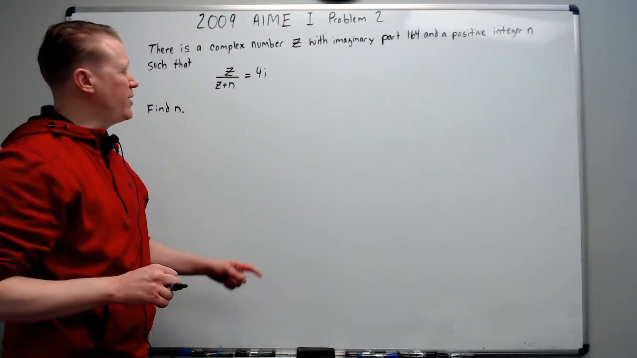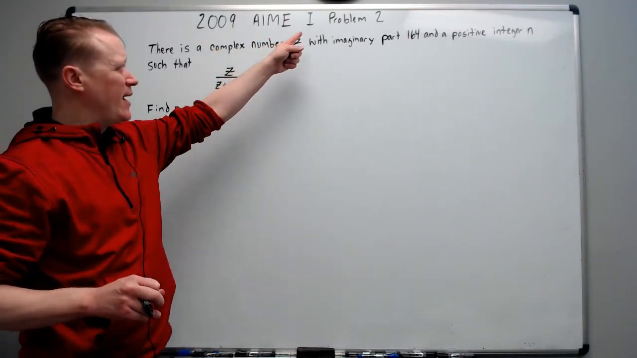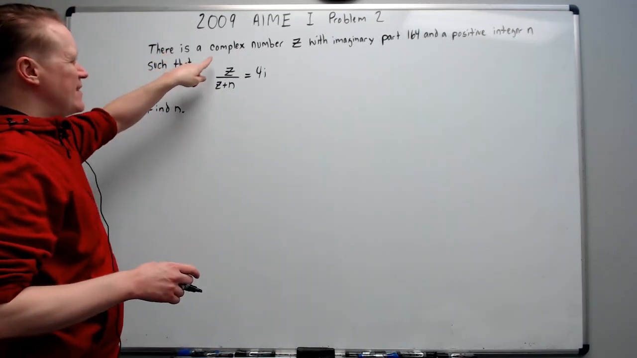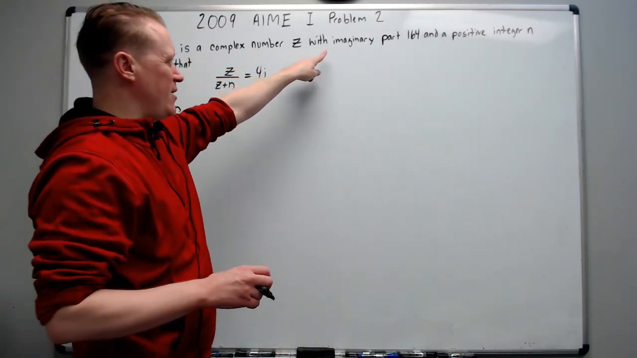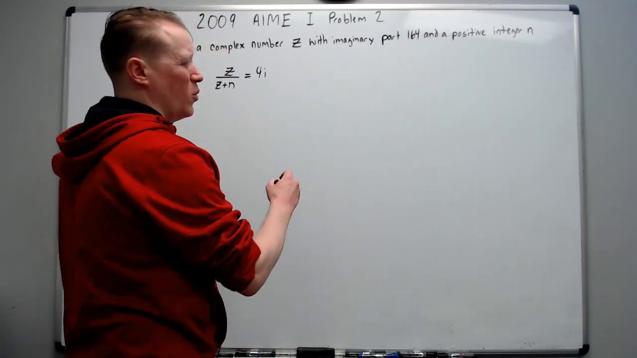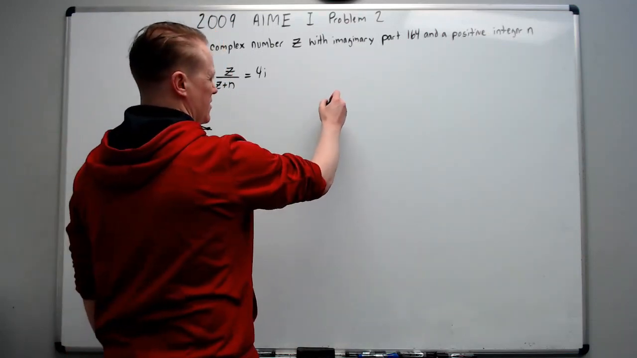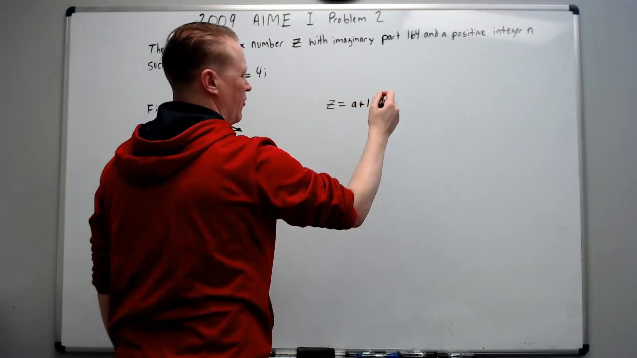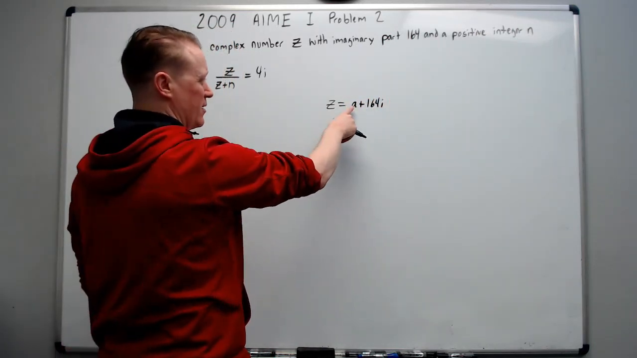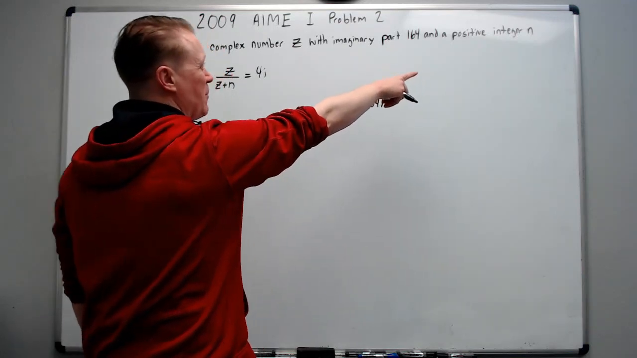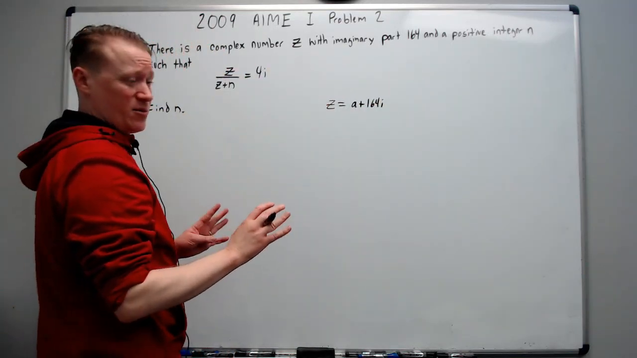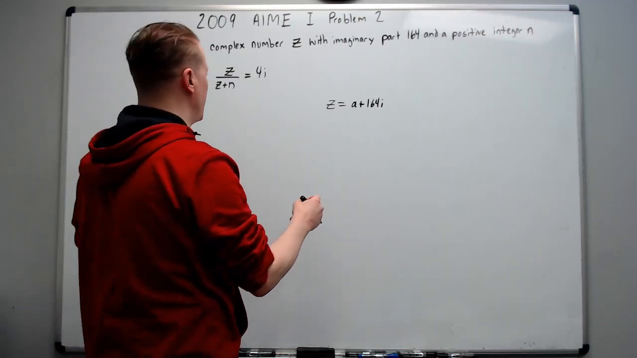All right, continuing on, this is the 2009 AIME 1, problem number 2. There is a complex number z with imaginary part 164. Well, let's call z then a plus 164i. That's the imaginary part, and this is the real part. And a positive integer n. So the positive integer is not imaginary. It's a real number because integers are real numbers.